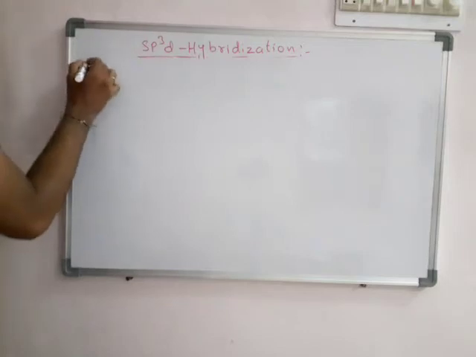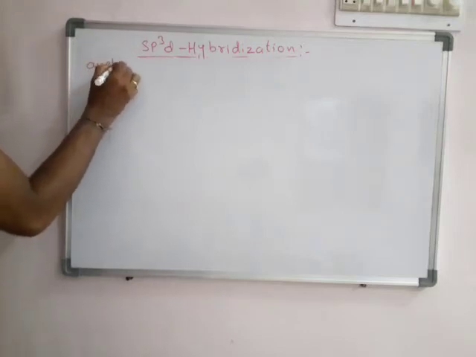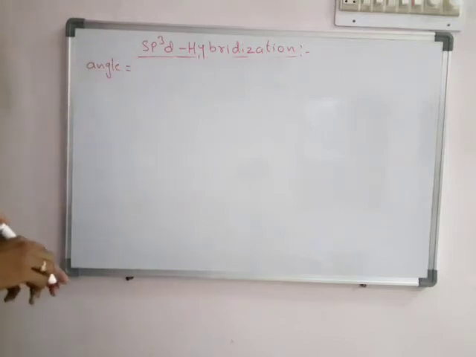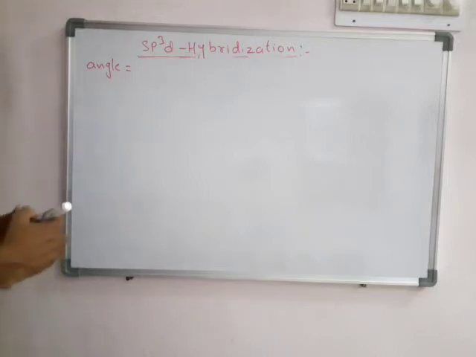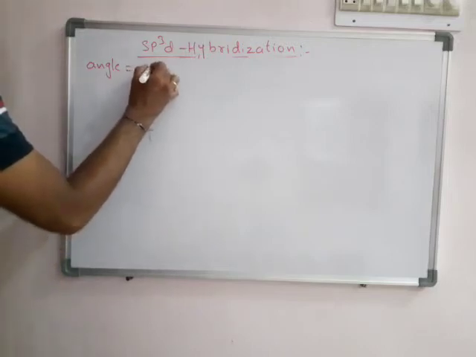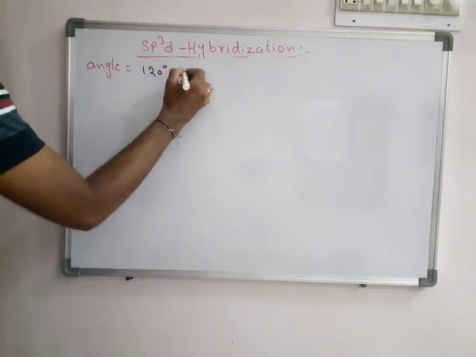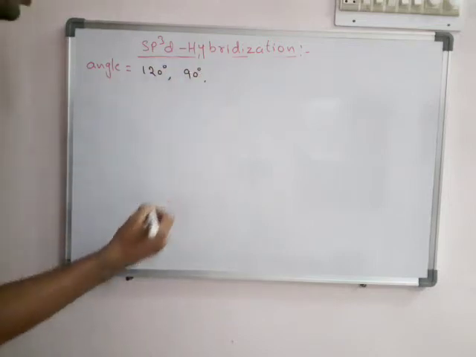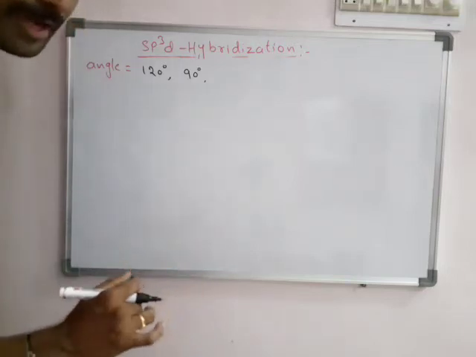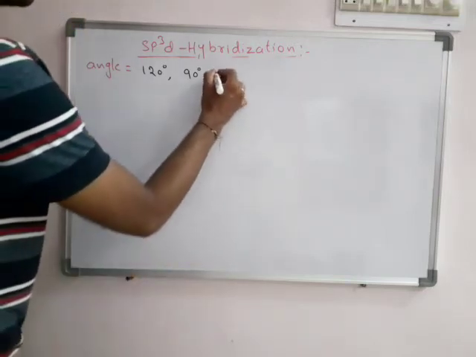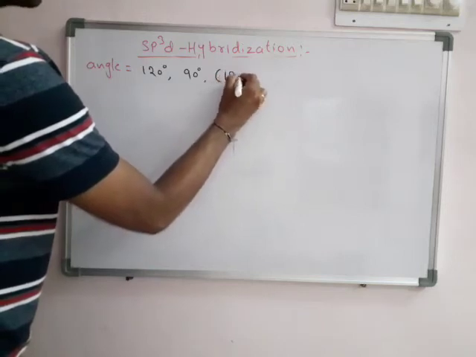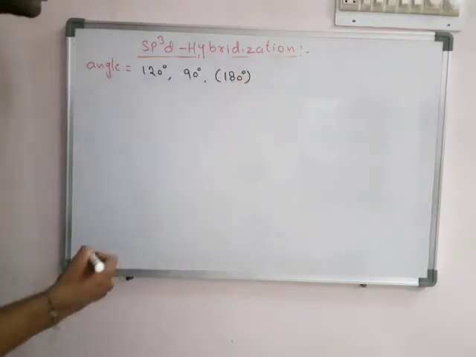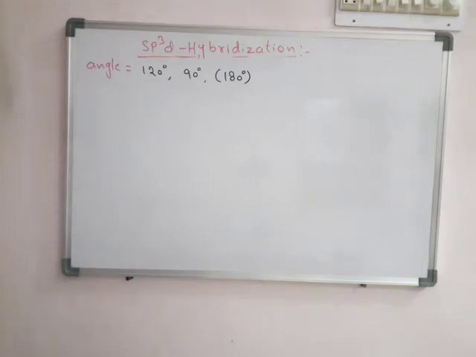So what is the angle between those hybrid orbitals? Here the main bond angles are 120 degrees and 90 degrees. So two types of angles are present, and we can guess one other also, but it is not given officially, therefore we put it in brackets: that is 180 degrees. So what is that shape? We see now.